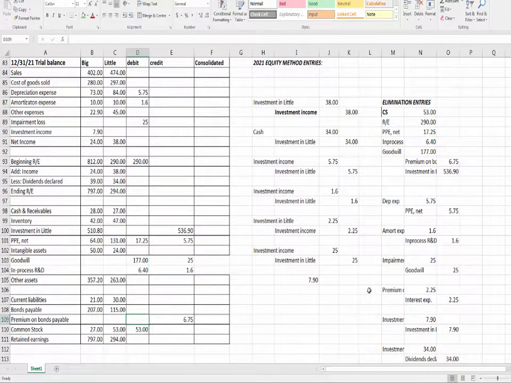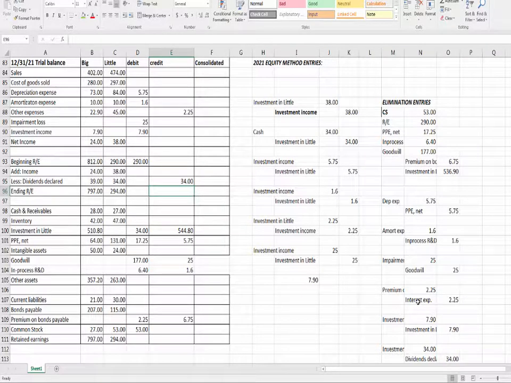Premium on bonds, a debit. Interest expense, and again, there is no interest expense, so I'll just put that in other expenses, plus that. Investment income, plus that. Investment in Little, plus that. And then finally the dividends, a debit to the investment in Little, a credit to dividends declared.